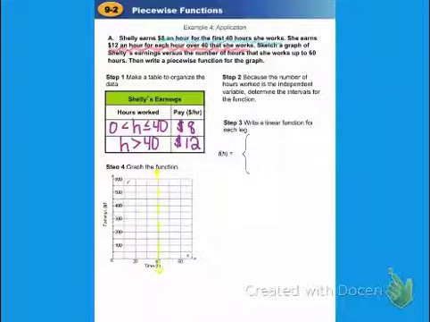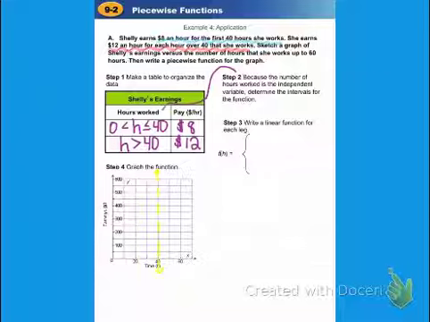So she got paid $8 per hour for the first 40, but then that final hour she got paid $12. So that's something to really think about. That's going to be kind of tricky as we write a function to describe that. So step 2 says, because the number of hours worked is the independent variable, determine the intervals for the function. So we did that.